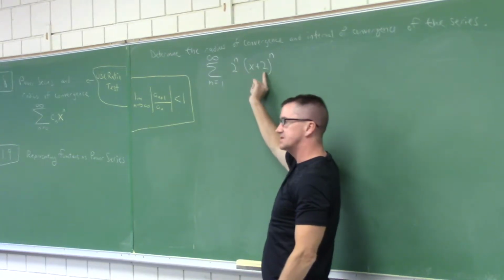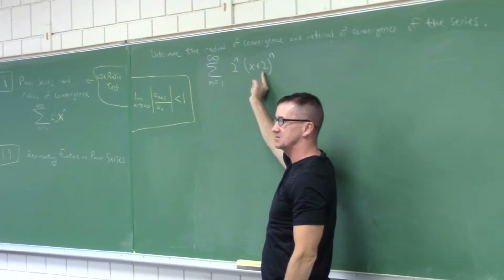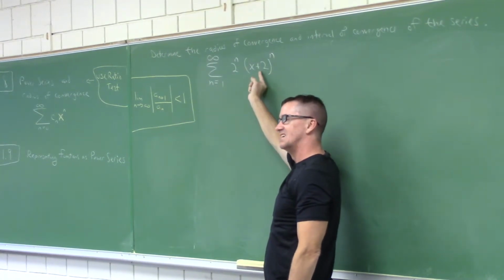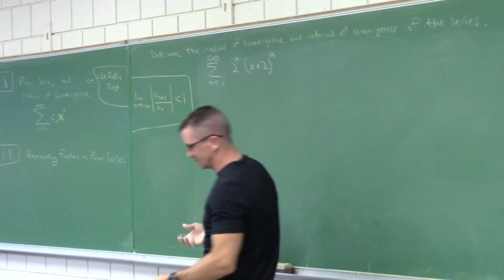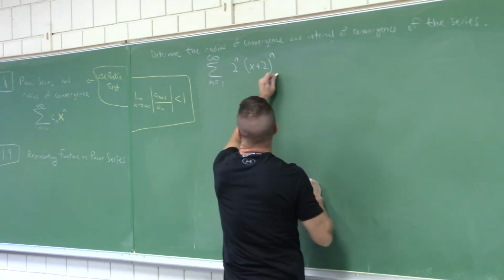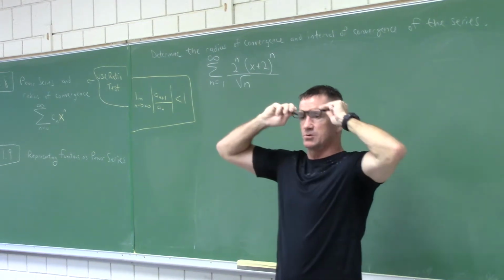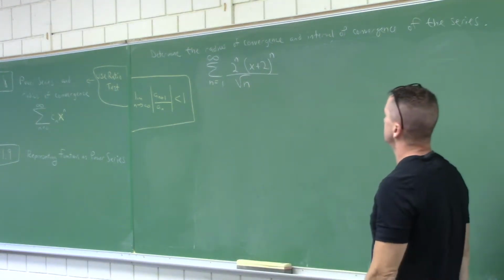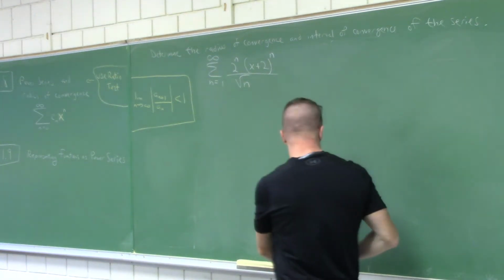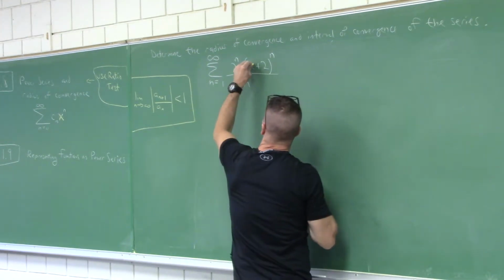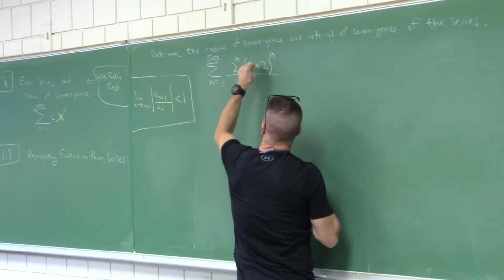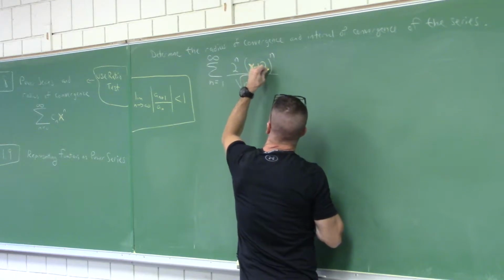What if it's x plus 2? Amanda, do you remember where the center would be in that? Yeah, it's centered at -2. And this had a square root, so I wanted to at least give you one of those as well, because I didn't want the square root to bug you. We're determining the values of x that make that series converge.